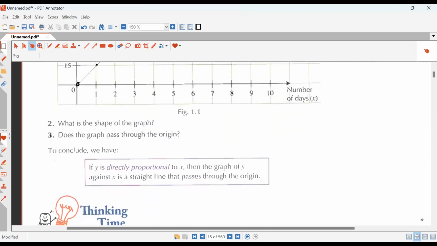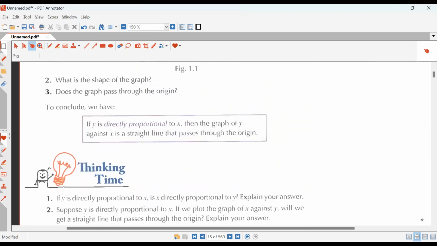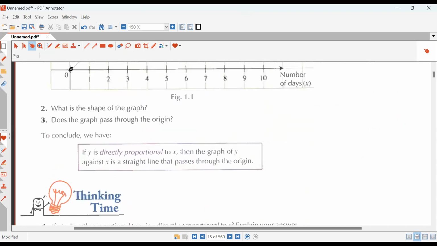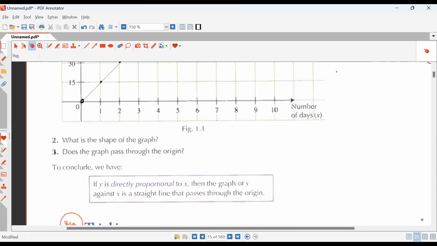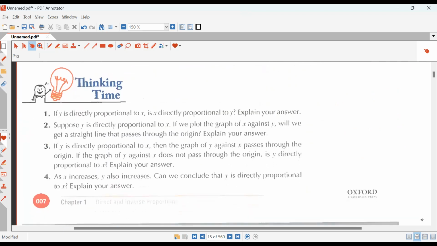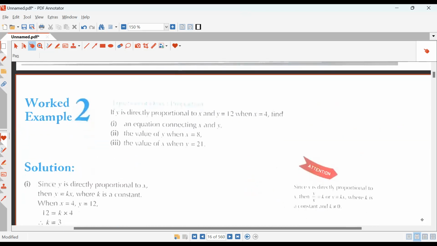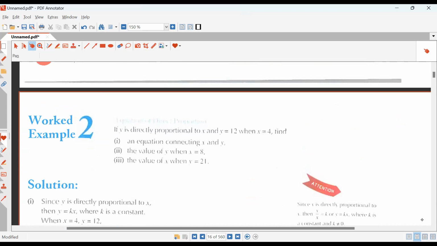What is the shape of the graph? If y is directly proportional, then the graph of y against x is a straight line that passes through the origin. That passes through the origin. Origin is this 0 and 0. This is the origin. Up we have one more question over here.